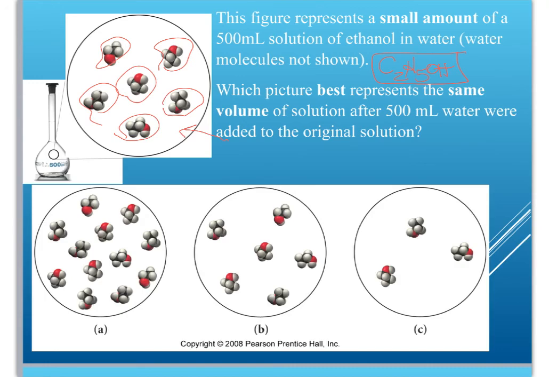If that was the representation for a certain concentration of solution, and then you dumped in more water, which one of these three images on the bottom would best represent the diluted solution after you've added the water? You're going to have a more dilute solution, which means you're going to have less solute per unit area than you did with the more concentrated. So hopefully this was quite easy for you and you selected C. It just has fewer ethanol molecules in the same volume.